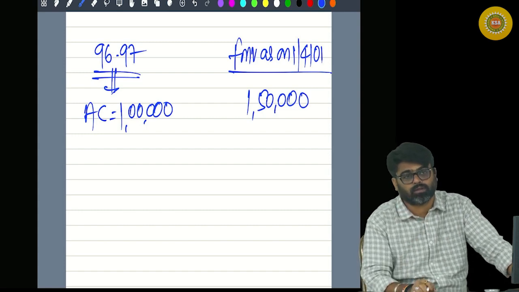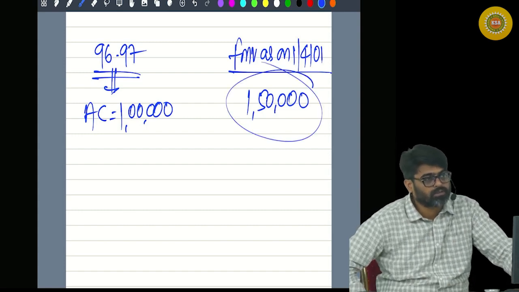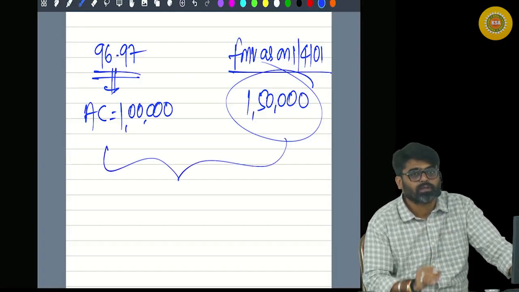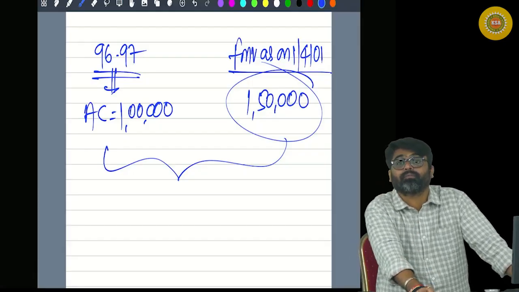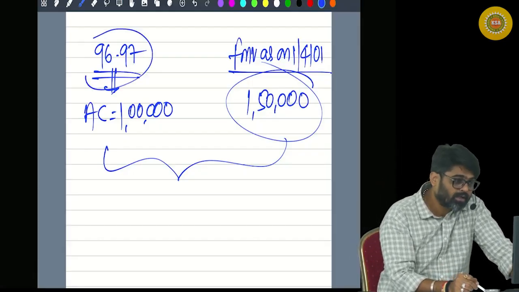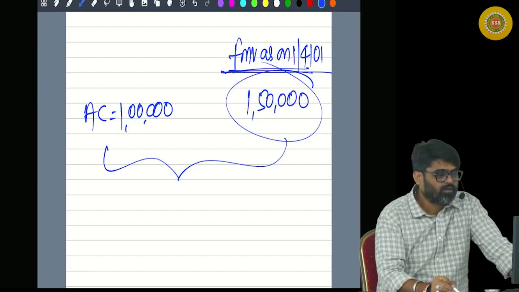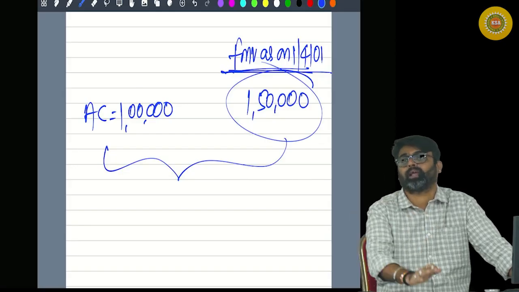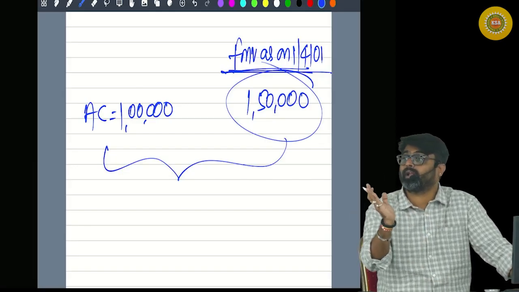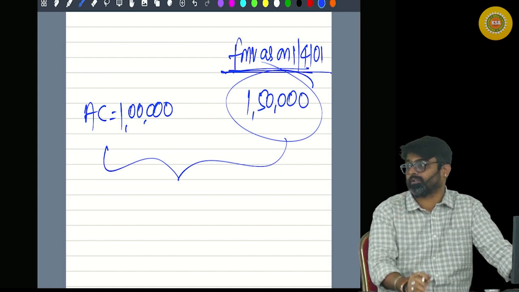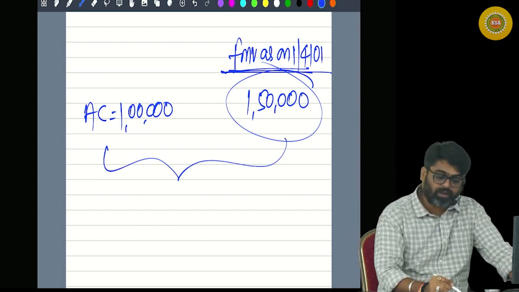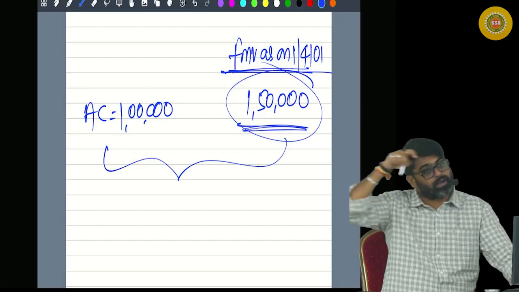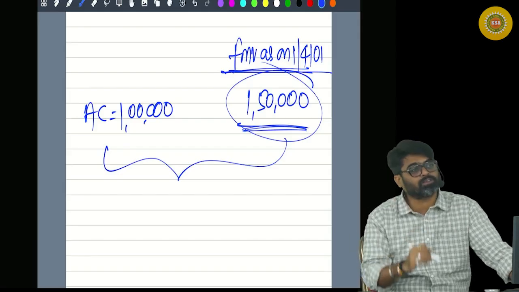What amount will you take as your cost? Don't you think that from the date of acquisition till 1st April 2001, whatever inflation took place, that inflation is already taken care of, the moment you have taken fair market value as cost? Now, since you have taken this fair market value as cost, you have to bring this fair market value into today's terms.